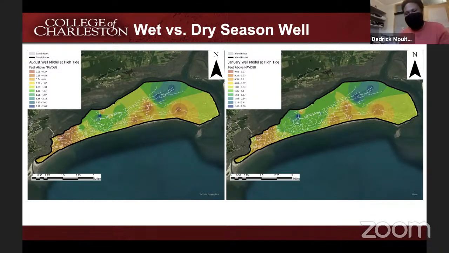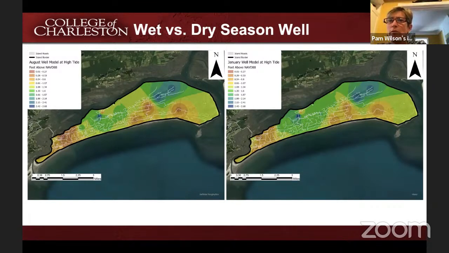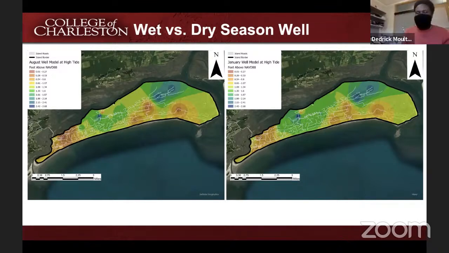Okay, I'm just trying to understand. Right, so we want more feet above NAVD 88. This is freshwater we're looking at, right? Yes. And I'm going to just say this.